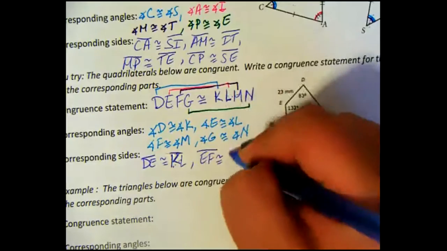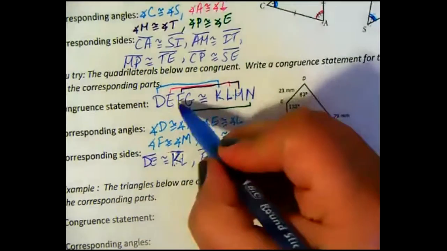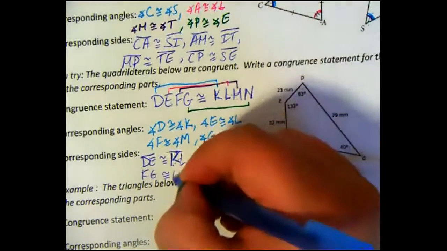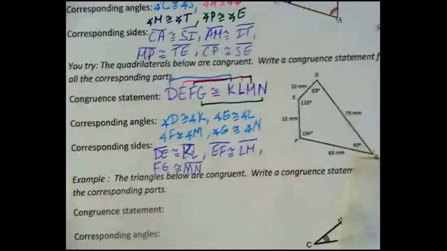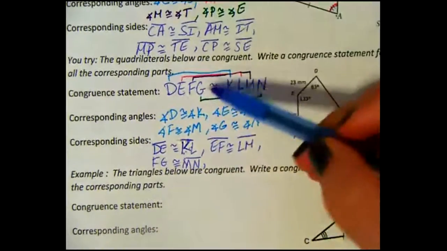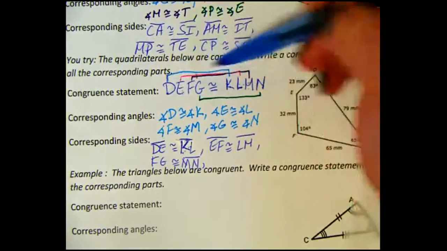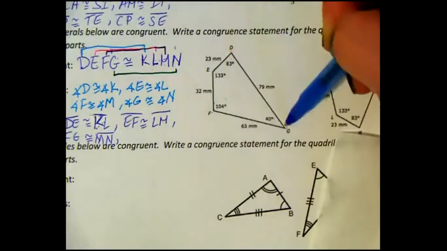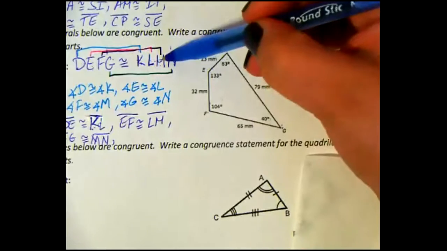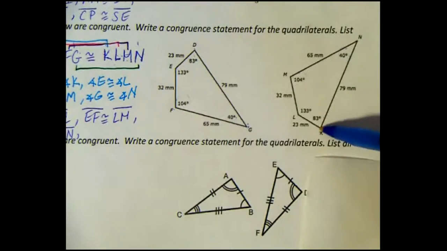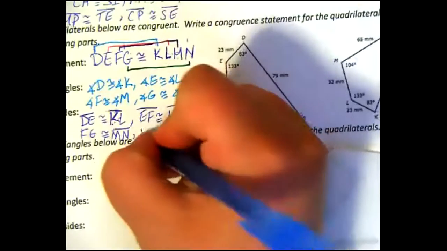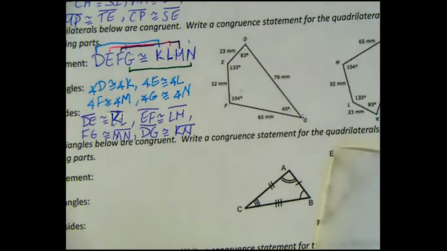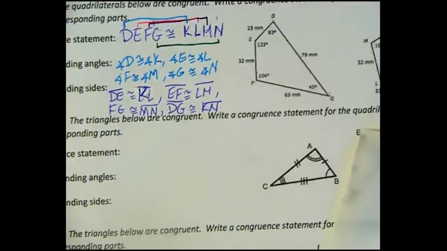And then EF is congruent to LM. FG is congruent to MN. Literally going in order, guys. Okay. And then lastly, we take the first and the last, DG. So we're talking about this guy here. DG is congruent to KN. So KN. Okay.